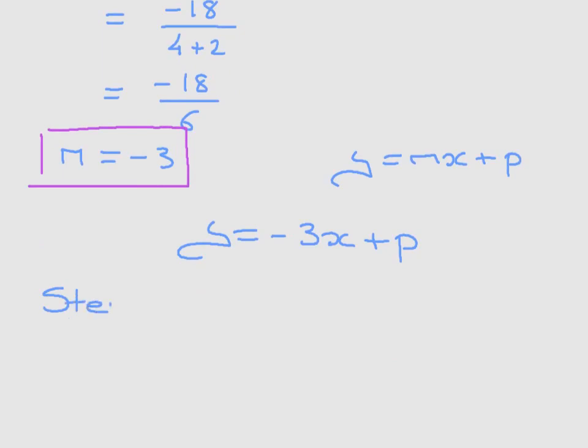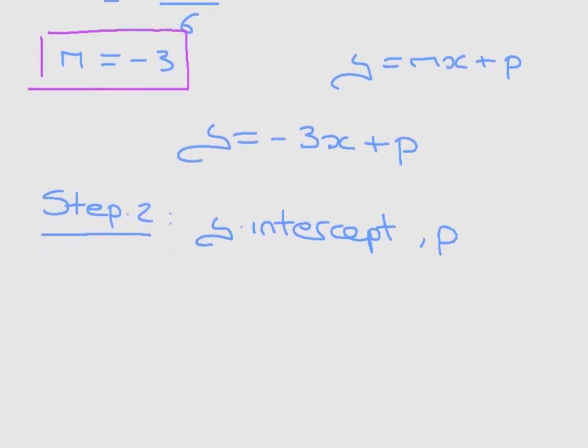The second step, step 2, is always to find the y-intercept, which we've written here as p. Now, to find the y-intercept, all we really need is one of the 2 points through which we know that the line passes. And remember, in the question, we were told that the line passes through these 2 points, which were (-2, 12) and (4, -6). So you pick one of the 2 points. It doesn't matter which one you choose. For argument's sake, I'm just going to choose this first one here, (-2, 12).